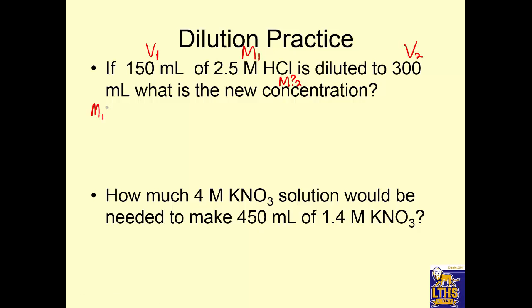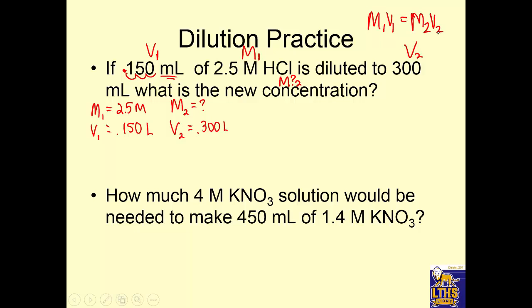So the original molarity is 2.5 molar. The original volume is 0.15 liters. Okay, so if you have milliliters, you just move your decimal point 3 places to get liters. So the molarity of the second solution is what we're looking for, but the volume of the second solution is 0.30 liters. So then just plug it in the calculator. Make sure you memorize this. So have this memorized. So we just take the M1 V1 equals the M2 V2, and we plug them in.